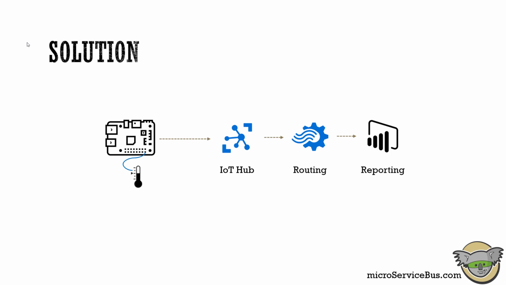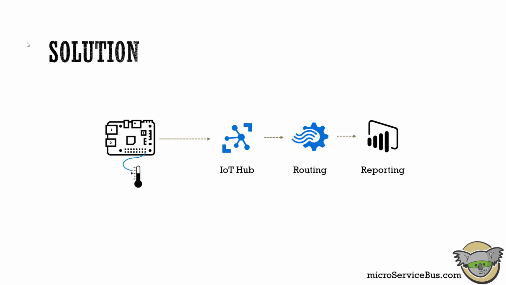We're going to have a device. We're going to have an IoT hub, we're going to have a routing mechanism, and we're going to have a reporting tool. For this demo, we're going to use a Raspberry Pi, not because it's a particularly good IoT device, but because many of you already have one. We have attached a temperature sensor to this one, and we're going to submit that data up to the Azure IoT Hub, and we're going to use Azure throughout this solution, although microServiceBus works for other vendors as well.